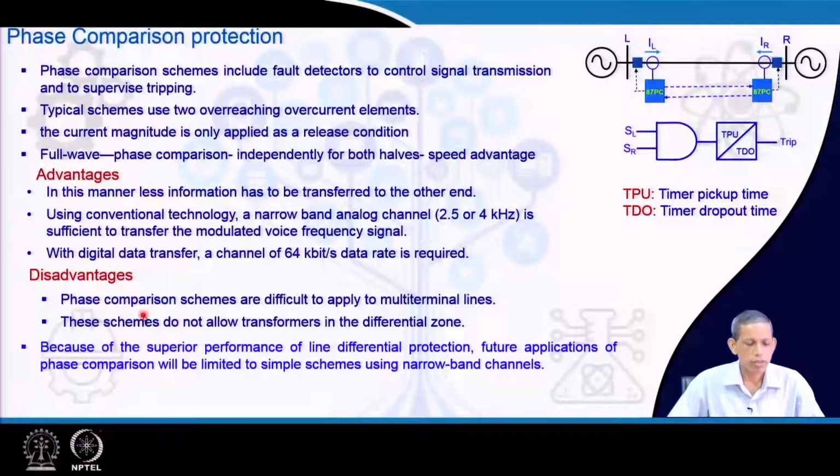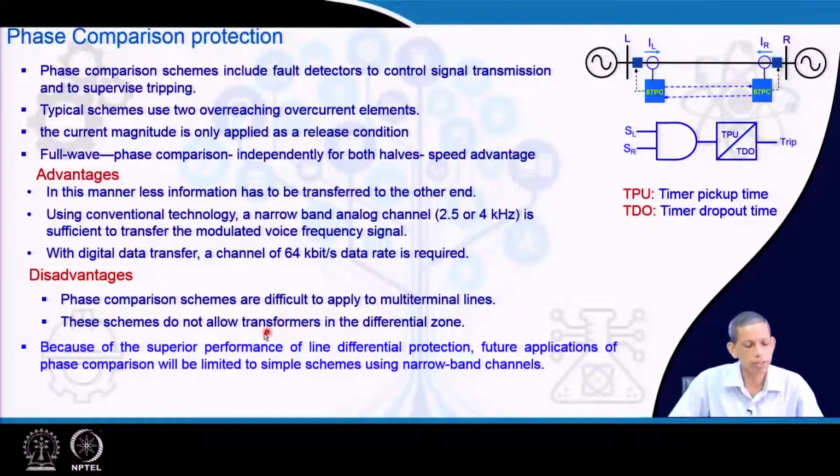Some of the disadvantages: phase comparison schemes are difficult to apply for multi-terminal lines. For them, comparing phase information of different current signals will be pretty difficult. These schemes also do not allow transformers in the differential zone, as we have already addressed, because there will be phase shifting, so you have to connect the delta side as star and the star side as delta, so that phase compensation can be accomplished.